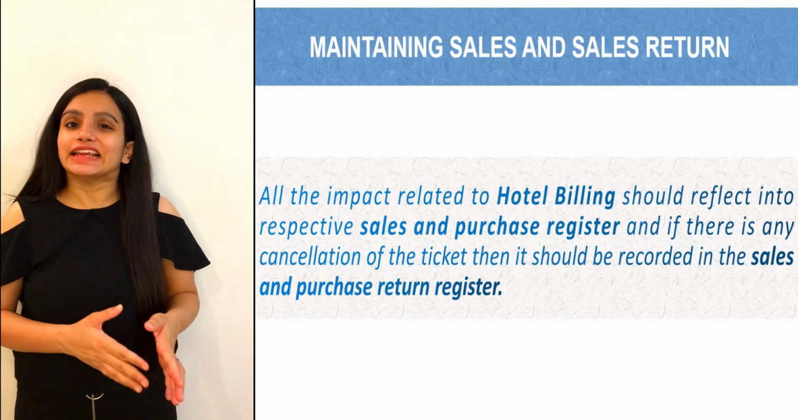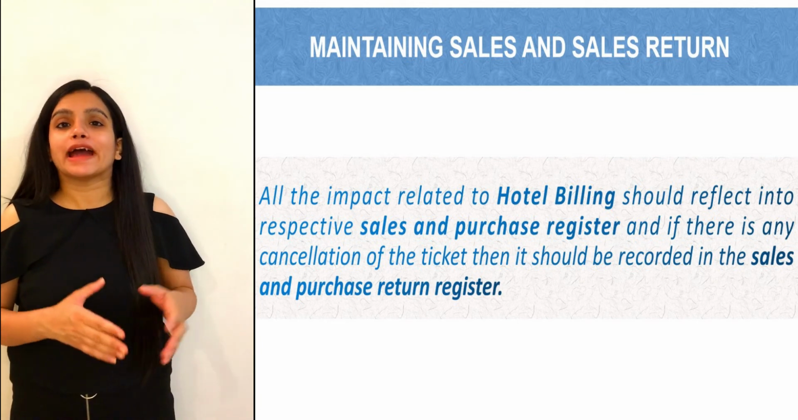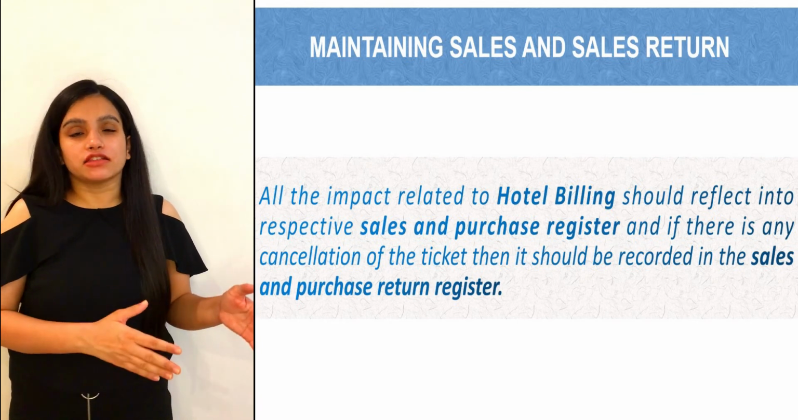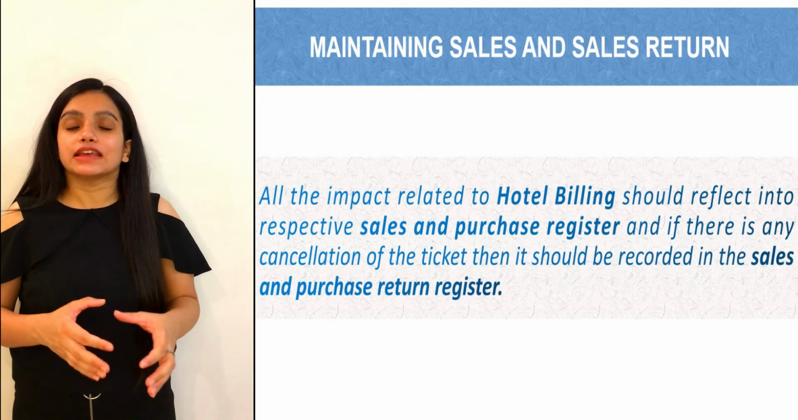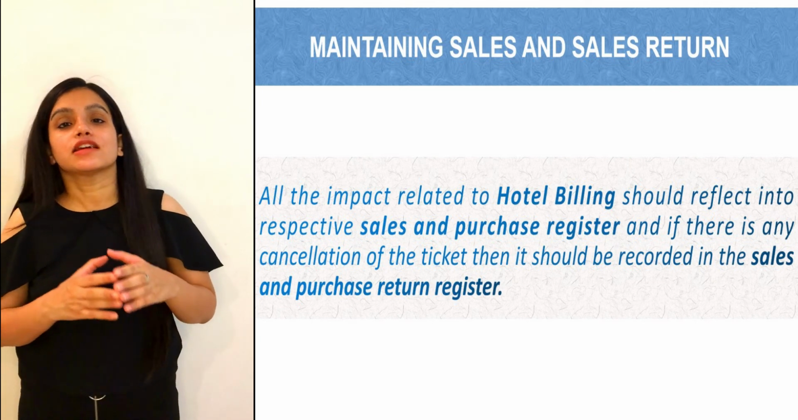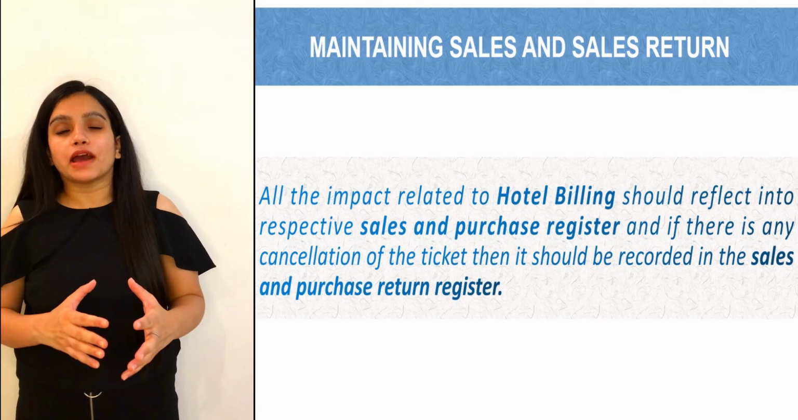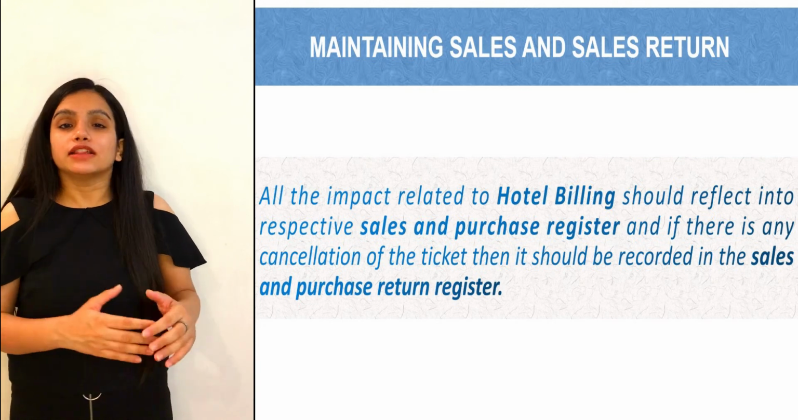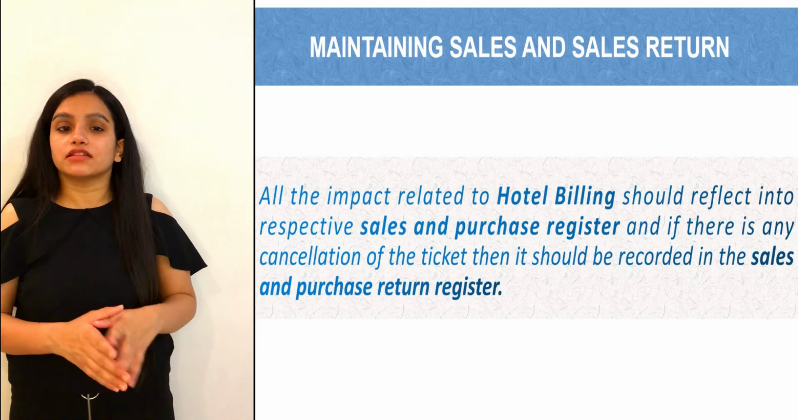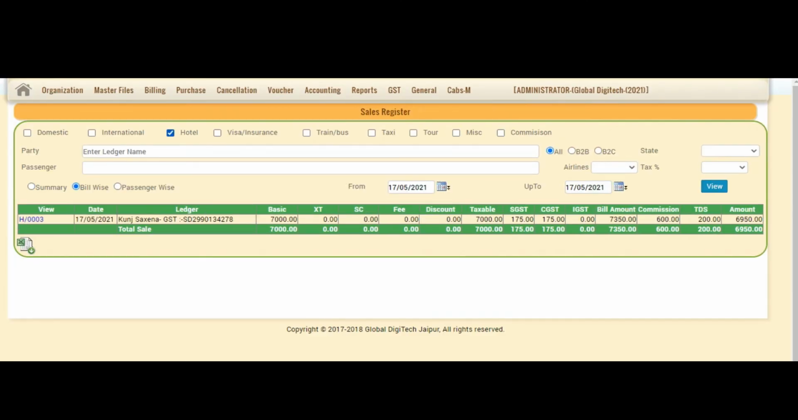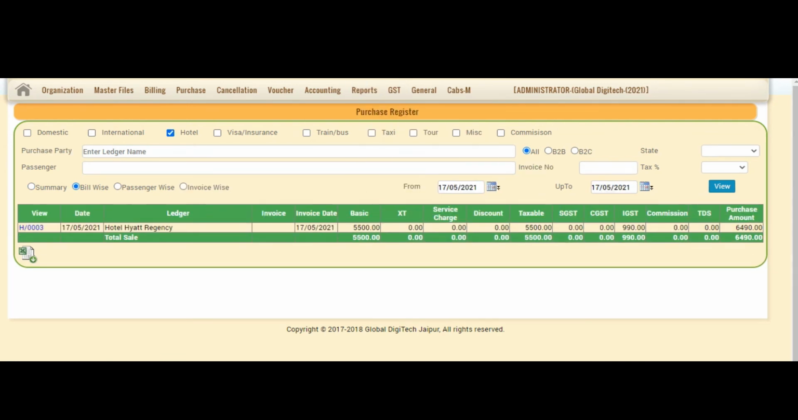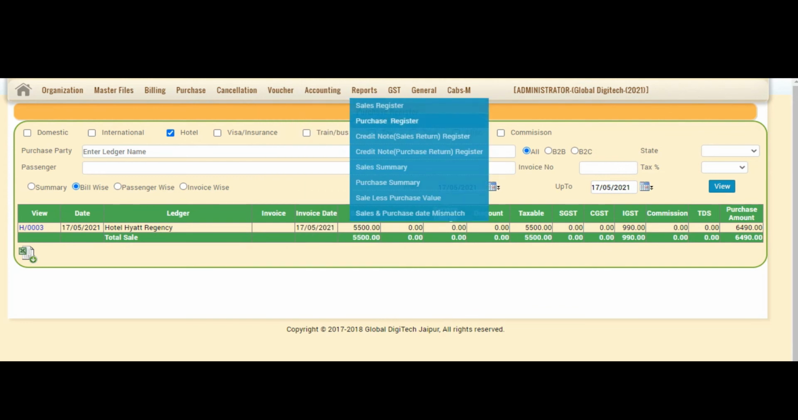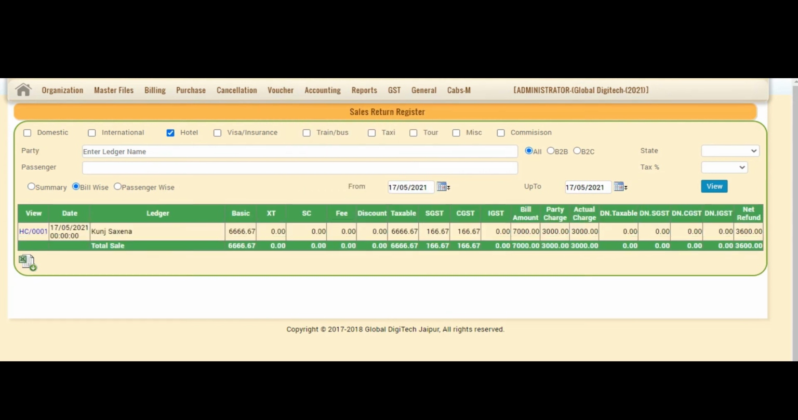Impact in the sales, purchase and respective return registers. All the impact related to hotel billing should automatically get reflected in the respective sales and purchase register, and if there is any cancellation of invoices, then the impact should automatically get reflected in the sales and purchase return registers. All the impact related to sales and purchase have been reflected in the respective registers, and all the impact related to cancellation have been reflected in the sales and purchase return register.